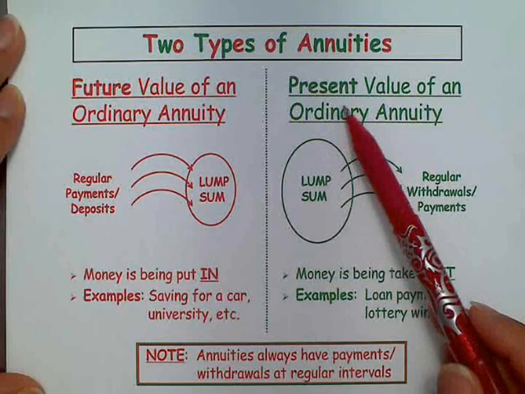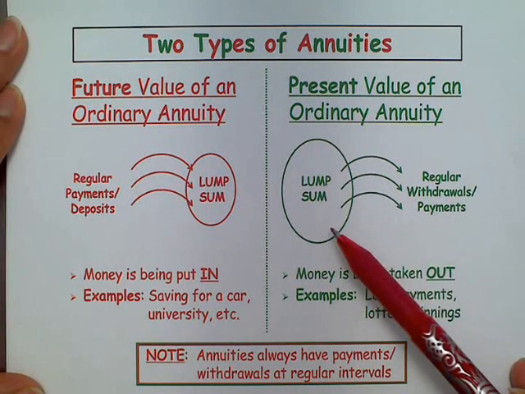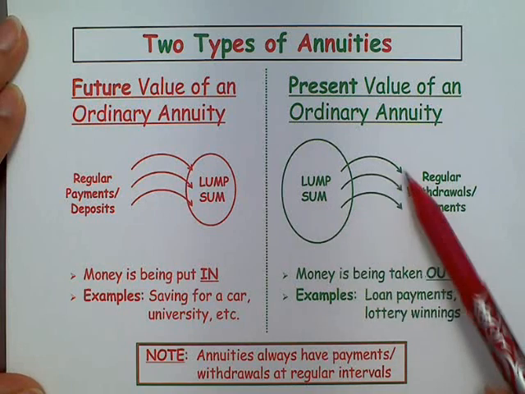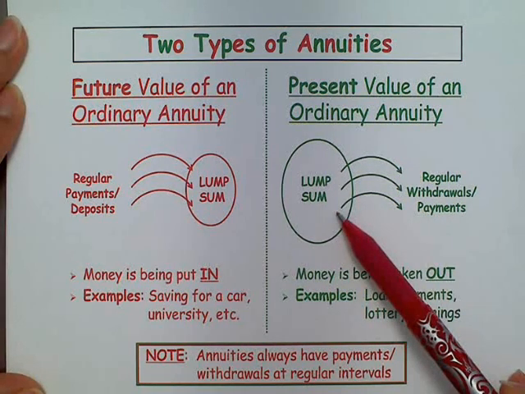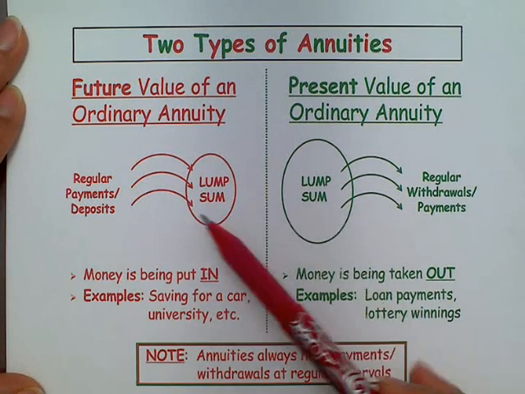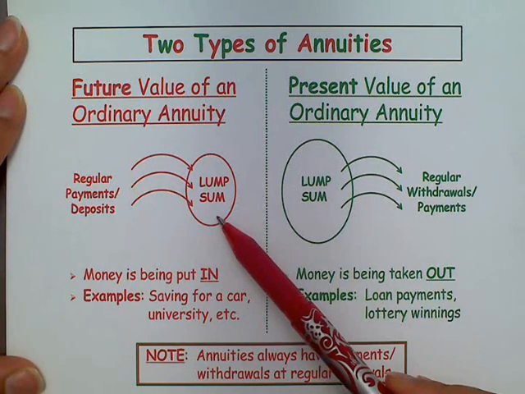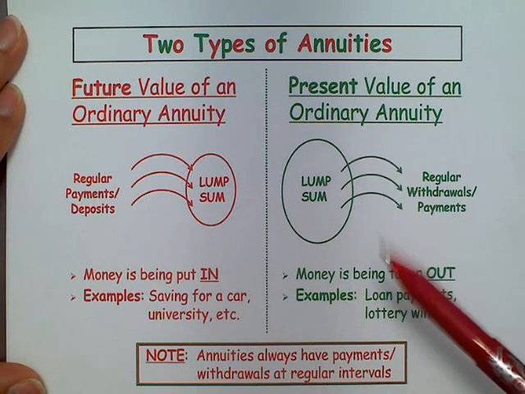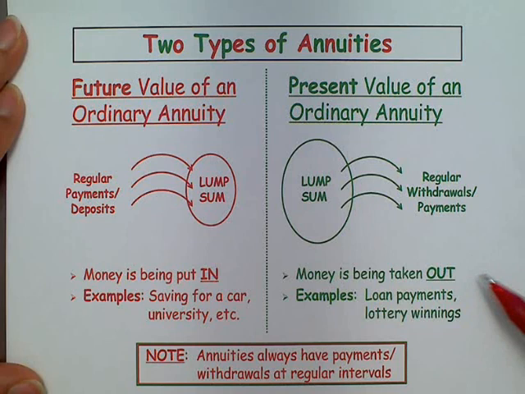Okay, so in present value of an annuity, you have that huge lump sum of money right now, and you are taking money out of it, so this lump sum of money starts to decrease over time. Whereas in future value of an annuity, the lump sum that you're trying to create increases over time. Okay, so in present value of an annuity, money is being taken out.